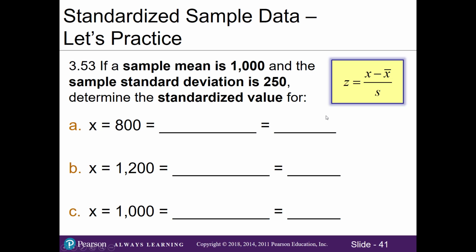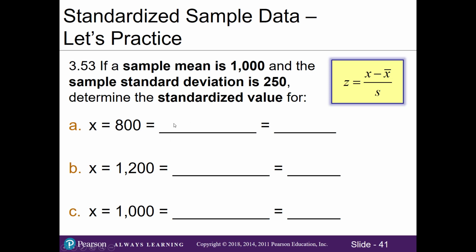Let's go ahead and do 53 from the textbook. Now you'll notice in this problem we're talking about samples, but the process is the same. So I've got my formula right over here for our sample's z-score, where we'll take each of our x values minus the mean and divide it by our standard deviation. In other words, we're going to convert these x values into a standardized value, into a z-score. So in our story here, our sample mean is 1,000 and the sample standard deviation is 250.